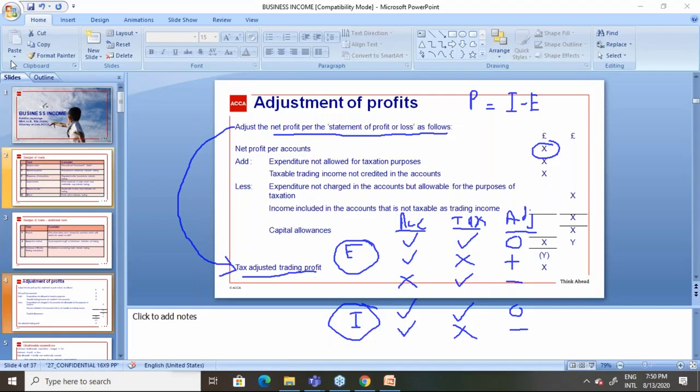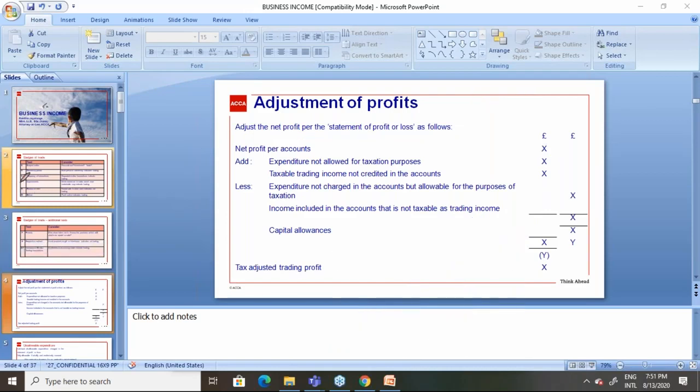So you need to reverse those items by deducting them. Then on the other hand, there are certain incomes not included under accounting but still taxable. In that case, you need to add them when calculating the tax adjusted trading profit. Okay, right. So that is how you calculate the tax adjusted trading profit.